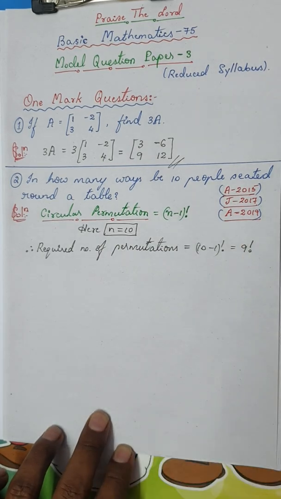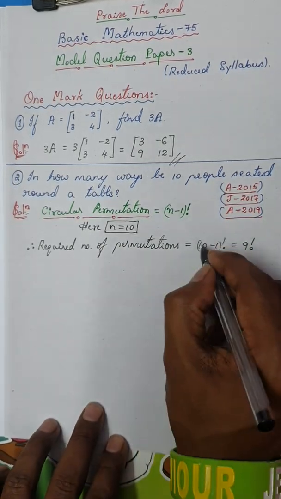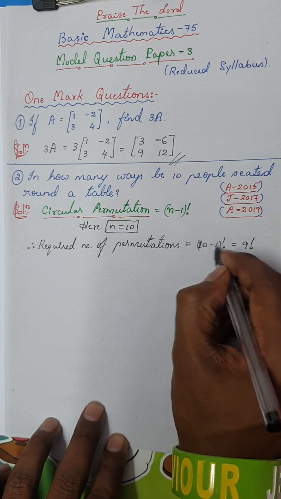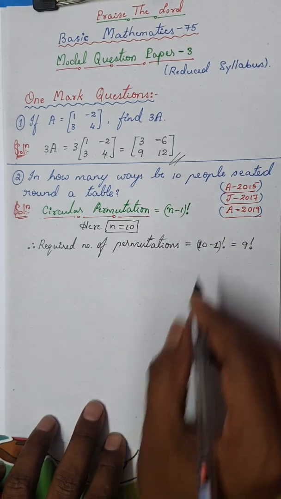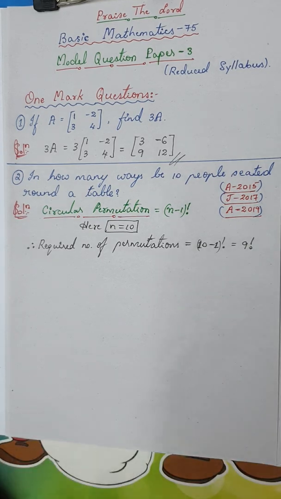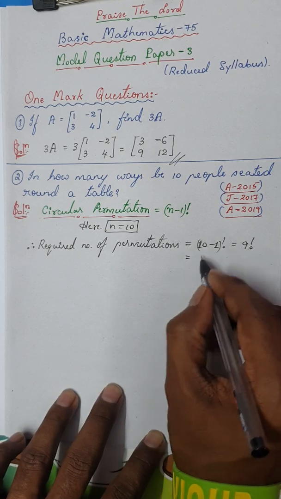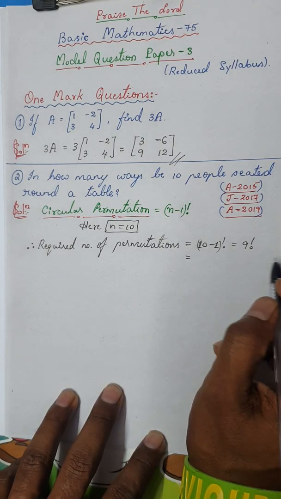Remember, if you can write this much, you can easily get the answer. It is 10 minus 1 factorial, which is nothing but 9 factorial. This much is enough for you to get 1 mark. But if you can use your calculator, we know 9 factorial is 9 into 8 into 7 into up to 1.